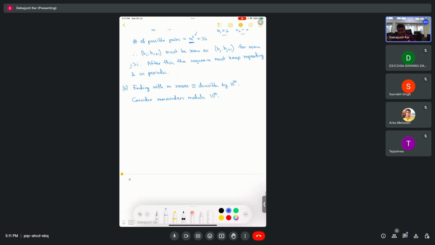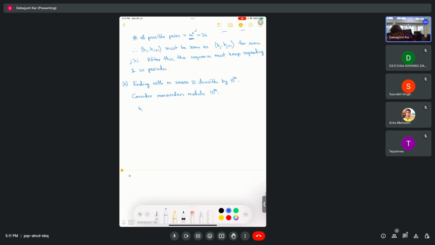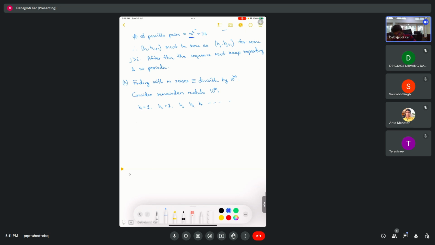Then again we have b1 is equal to 1, b2 is equal to 1, because the first two terms are 1, so the remainder is also 1, and then we have b3, b4, b5, and so on. Since we proved earlier that this is a repetitive sequence, after some time we must have the same sequence repeating here. That is, we must have 1, 1 and then whatever was here, and so on, because it was a periodic sequence.